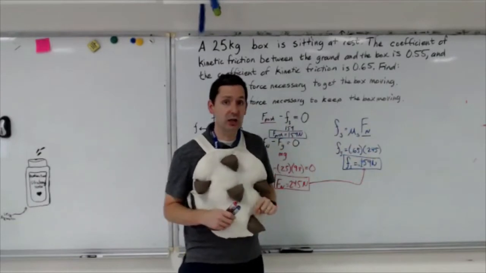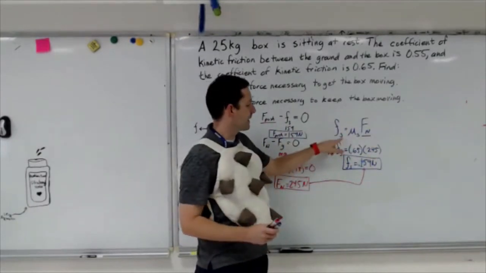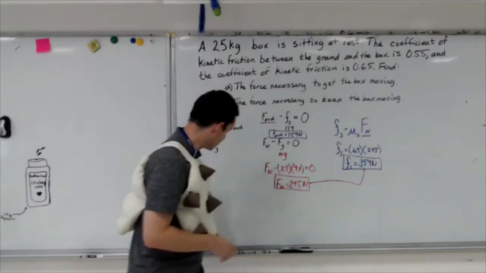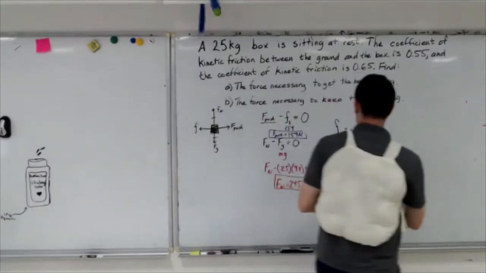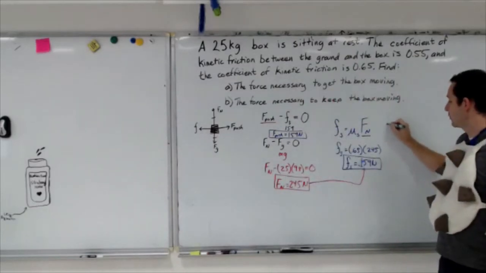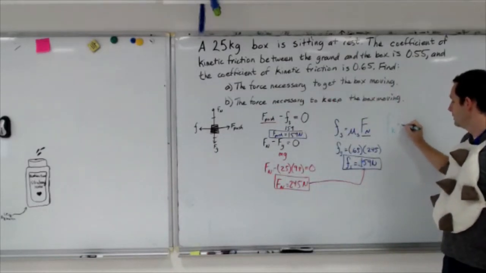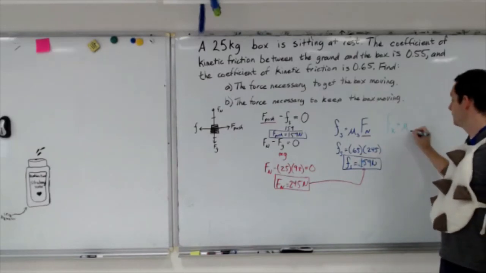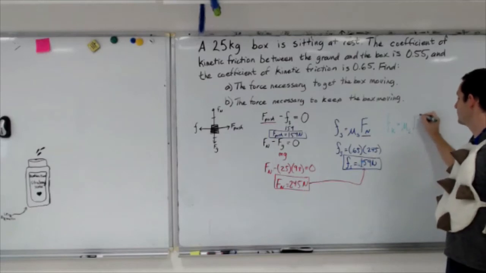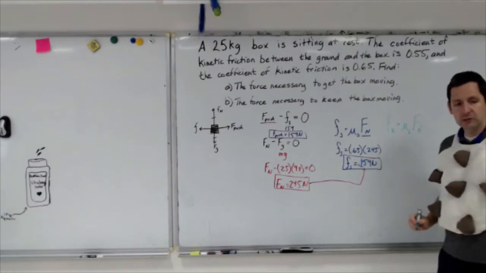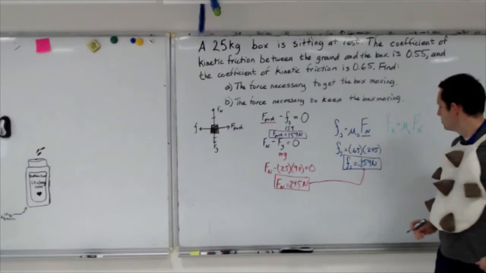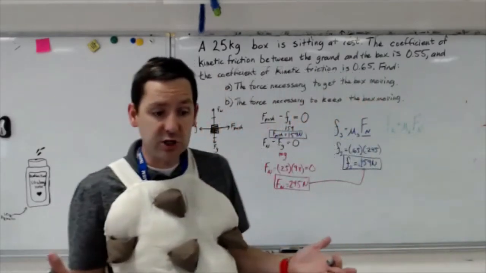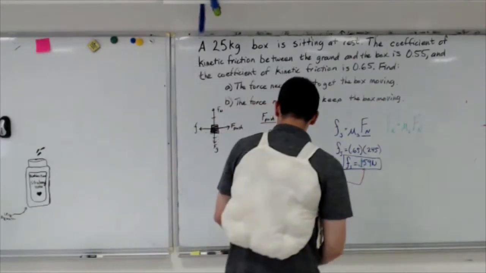So that's not going to change. But what is going to change is that instead of the static force of friction, we now want the kinetic force of friction. And so we'll go ahead and find that. We'll say the kinetic force of friction is equal to the kinetic coefficient of friction, again, times the normal force. And we can put those numbers in, and we should be able to then solve for the force of friction there.